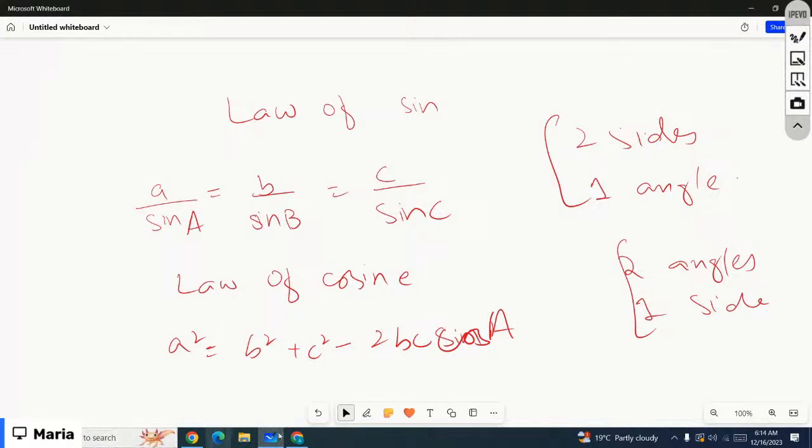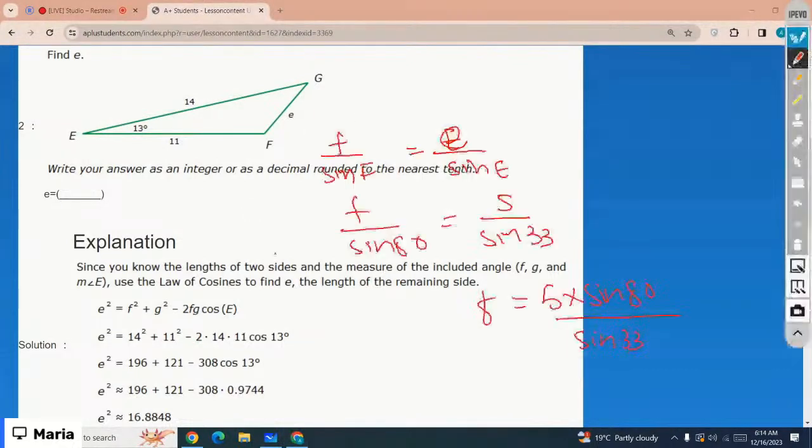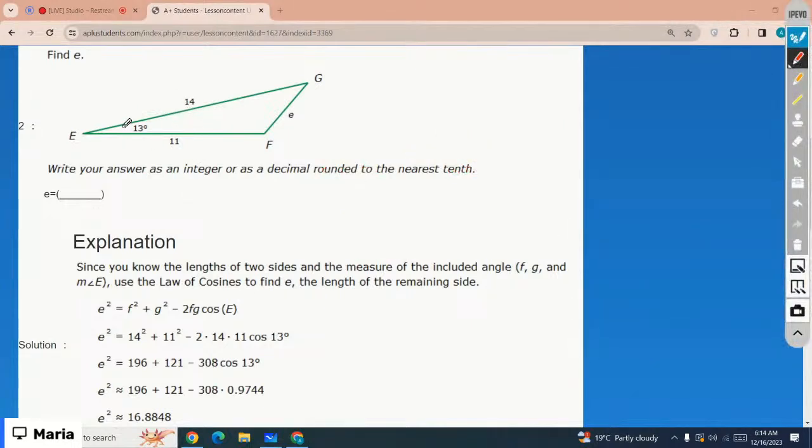Let's just start with the test questions. Okay, just look at this example. You are given a triangle, right? You need to find E. Let's see which values you are given. You are given two of the side lengths, right? And one of the angles. So that means you can use law of cosine when you are given two of the side lengths and an angle between them. You can see 14, 11 and 13 is the angle between them, right?